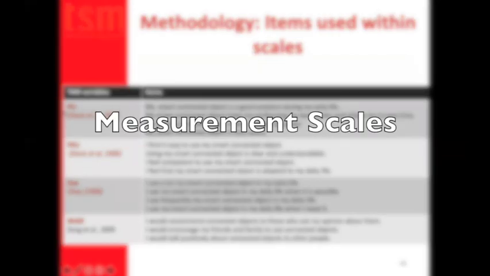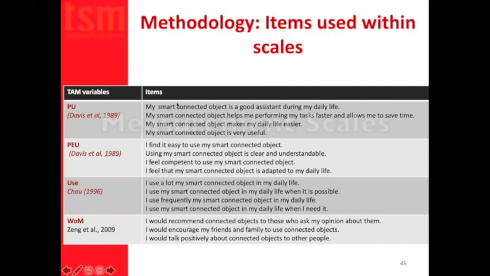So we used perceived utility by Davis and colleagues, and we adapted it. For example, my smart connected object is a good assistant during my daily life. It helps me perform my tasks faster, makes my life easier, and is very useful. Perceived ease of use, we also used the Davis scale. It refers to: I find it easy to use my smart connected object. It is clear and understandable. I feel competent to use it, and it is adapted to my daily life.